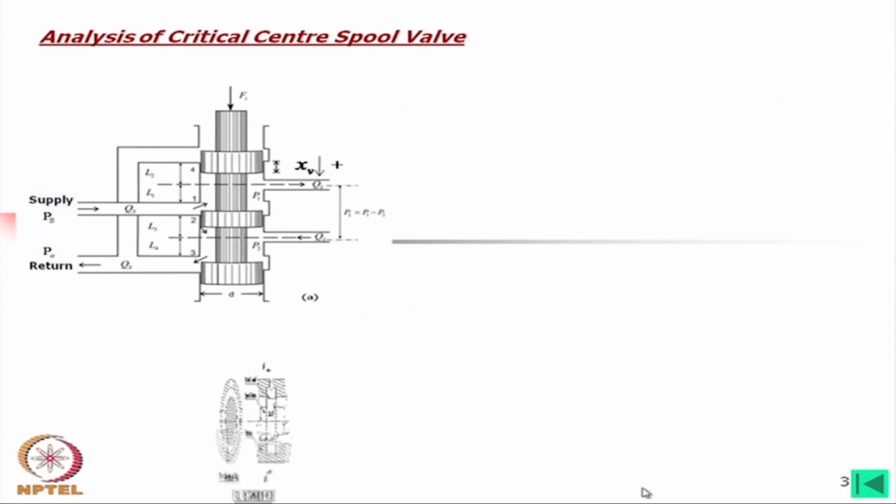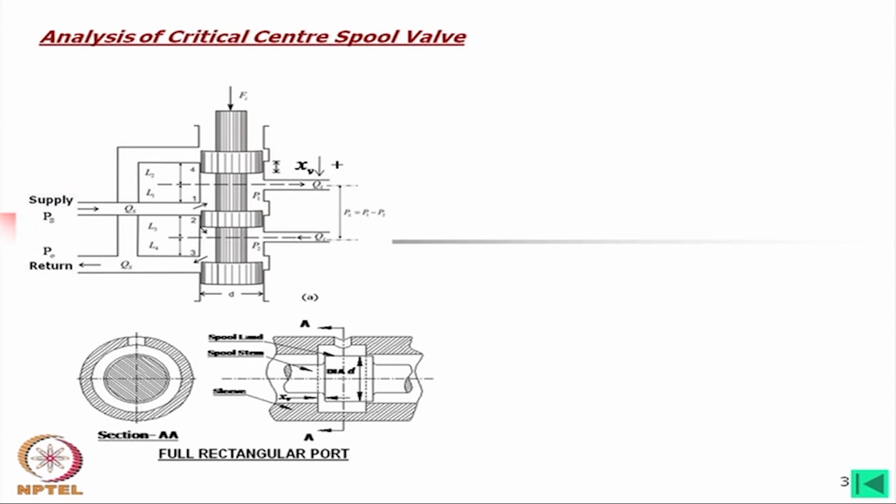Now, first of all, let me explain what is a critical center spool valve. I have already explained, but still with respect to these electrohydraulic valves, or we should say precision spool valves, we should know what is critical center. In the case of a critical center valve, the dimensions of these three lands are such that when this is at the mid position, the so-called neutral position, then the width of the land is ideally equal to the width of the groove, the width of the port. Although it is not matching with this figure, ideally it will be critical center.